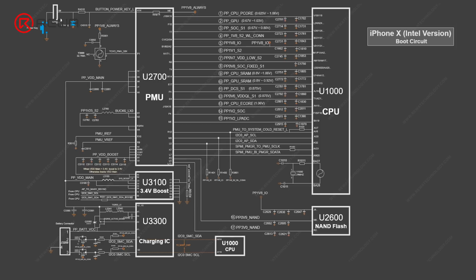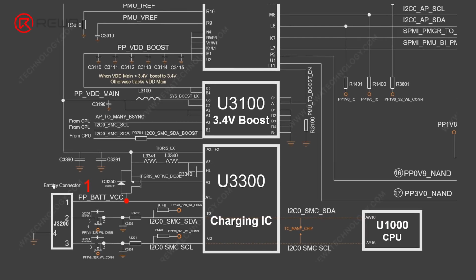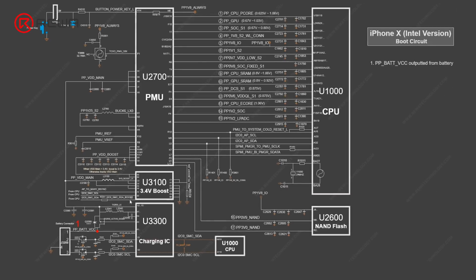Okay, and second one, here you can see power key. When we start the phone, we need to press the power button. That's why we put the power key here. Okay, here's some details. So let's come to the point to see how it works. So first step is PPBATTVCC outputted from battery. Okay, so this power is sent out from pin 1 of battery connector. Let's take a closer look at this connector. Since the power is outputted from the battery connector, we can call it PPBATTVCC. Okay, so the power stops here.